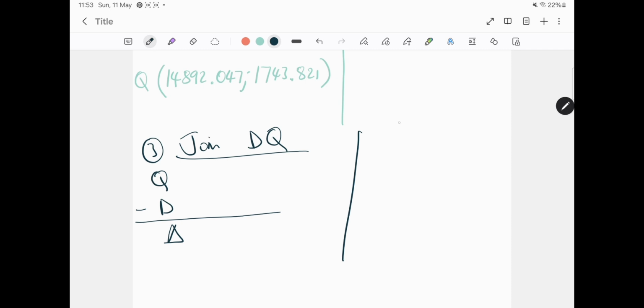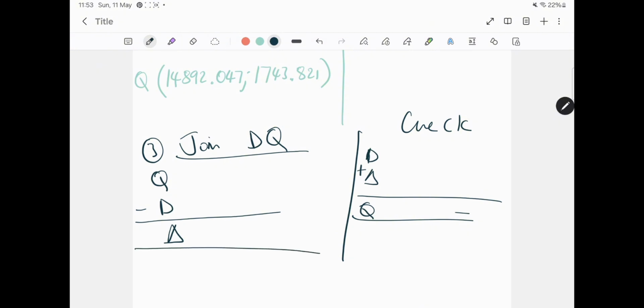Then obviously you're gonna have your check, because the join calculation is a check. So your check is gonna be your D plus your change, then that's supposed to give you a Q. I won't do this because I've already done it at the top in the previous step. So it's gonna be the opposite sign. You just find the coordinates here. So the coordinates of Q is the one that we found now.